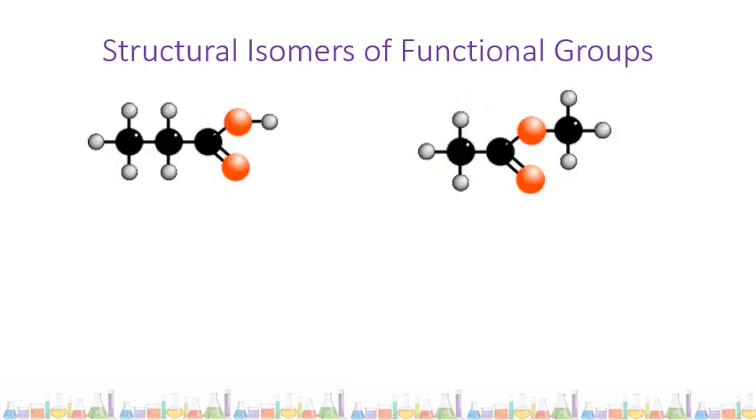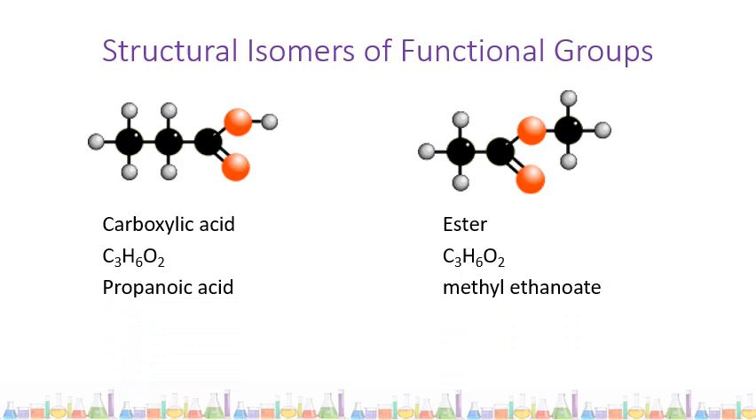Again, structural isomers here, if you want to pause and use this as revision and try to name these two substances. The one on the left is a carboxylic acid and the one on the right is an ester. Again, if we count up the number of each type of atom in each molecule, they will have the same molecular formula, C3H6O2. And as you might guess from what we went through previously, these are both structural isomers of each other, propanoic acid and methyl ethanoate here.